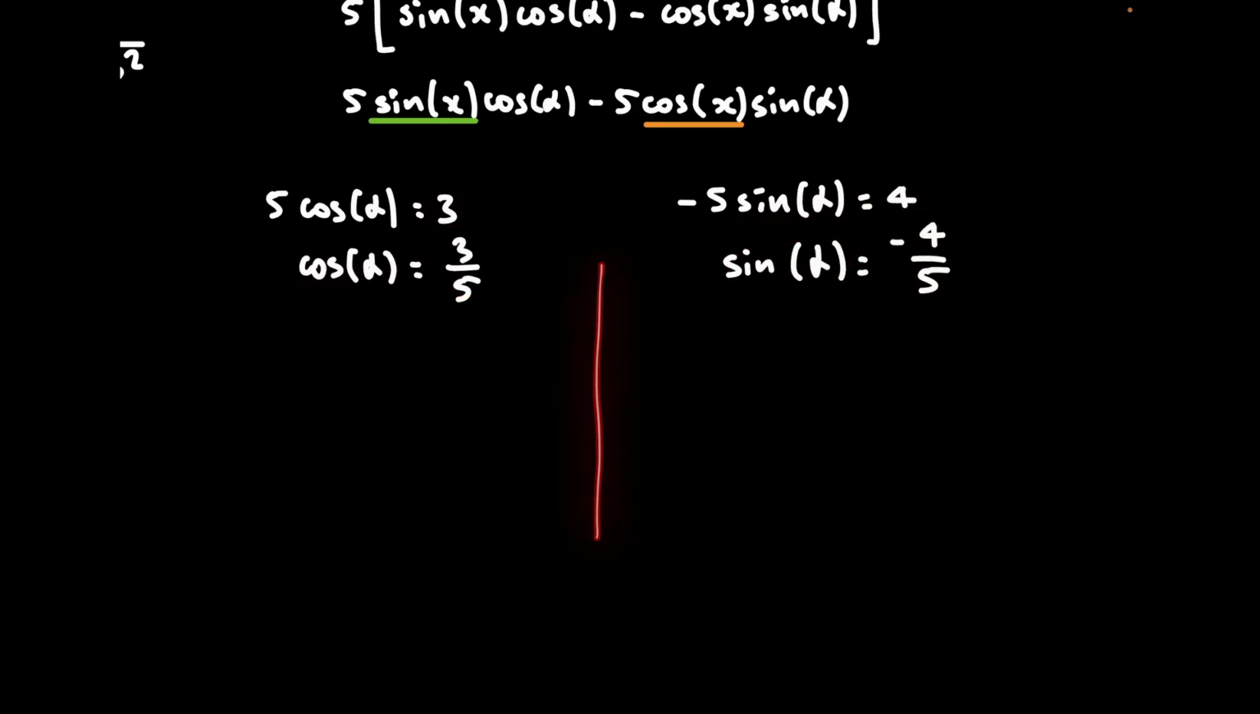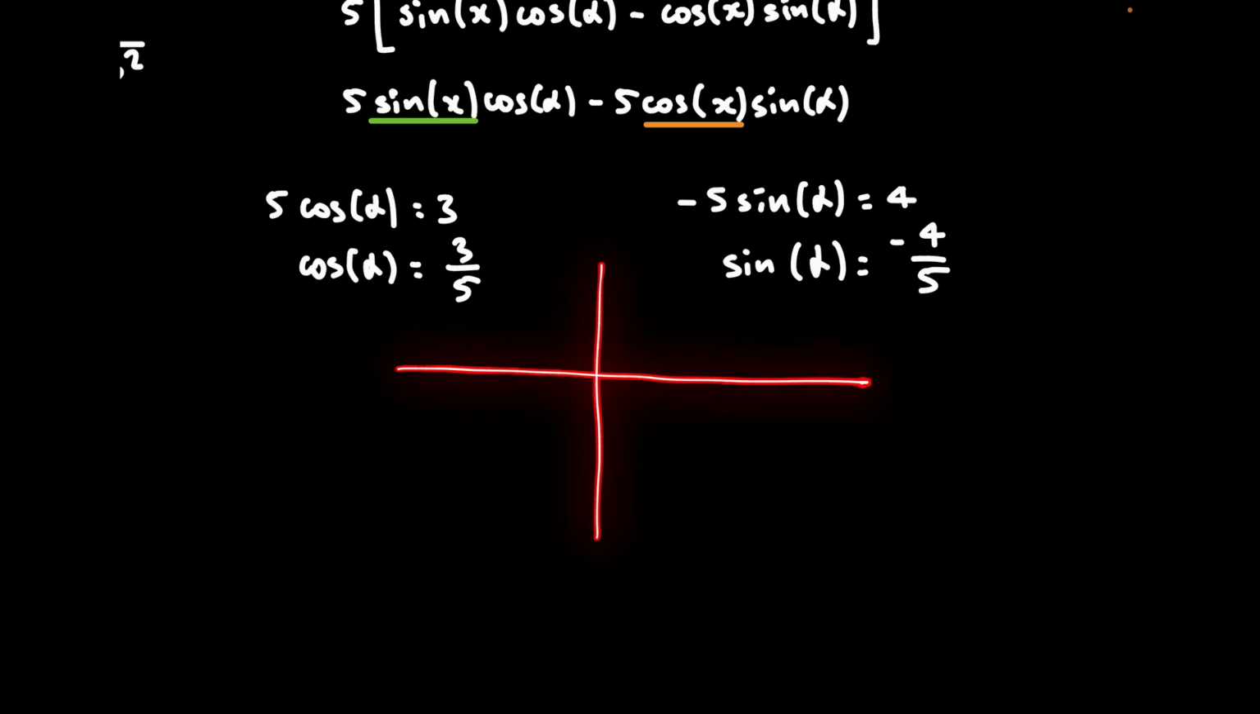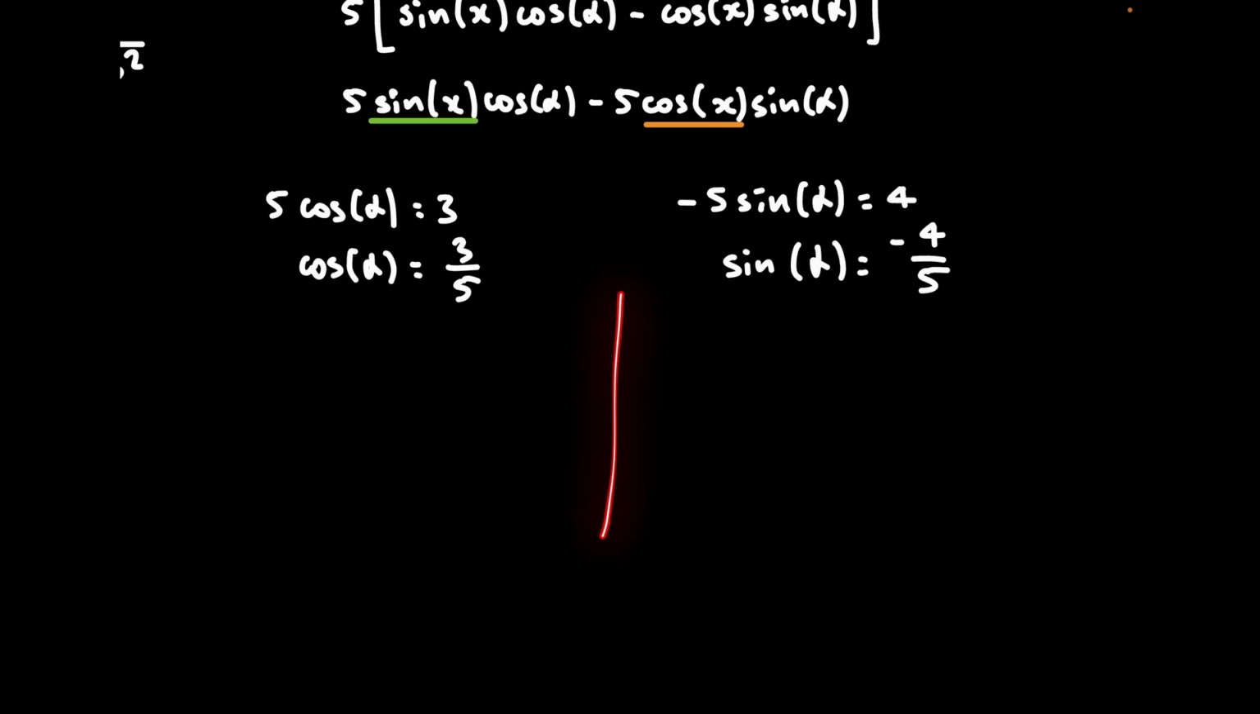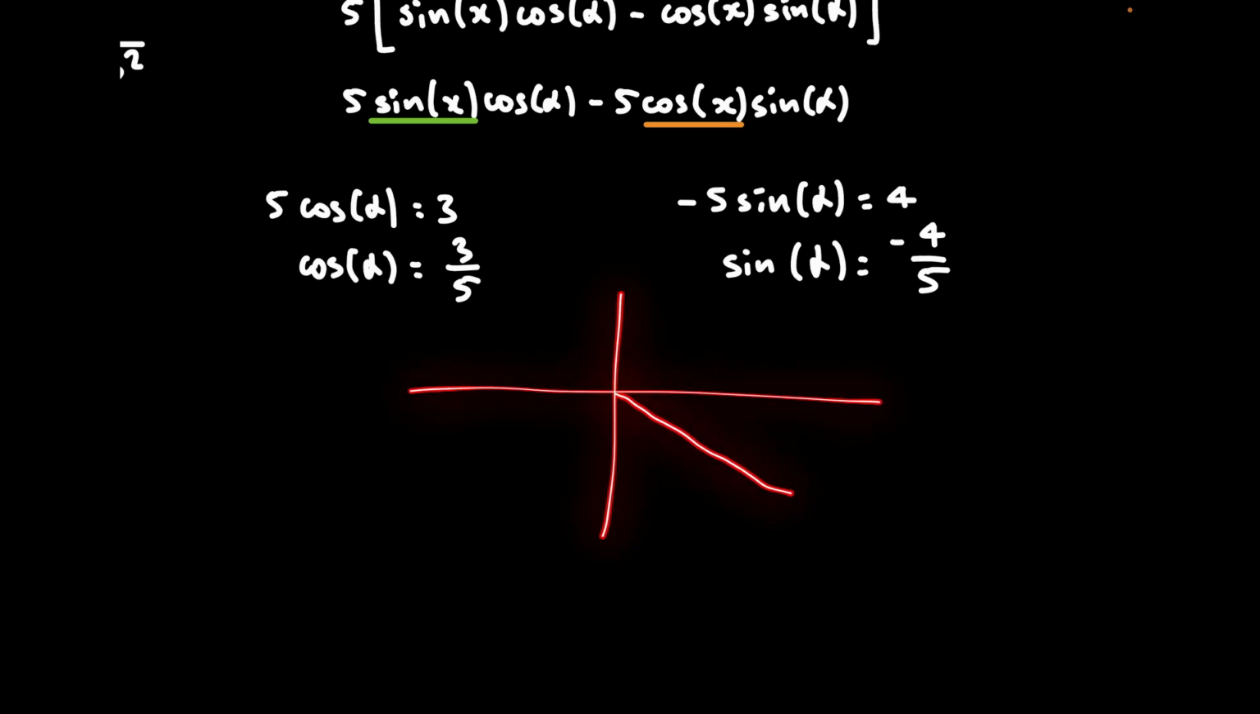If you look at our unit circle, we can see that the only quadrant in which this will be true is the fourth quadrant. In the fourth quadrant, the cos of any angle will always be positive, but the sine of any angle will be negative. So we need to work out the reference angle in the fourth quadrant, which will give us the value for alpha that makes these two statements true.